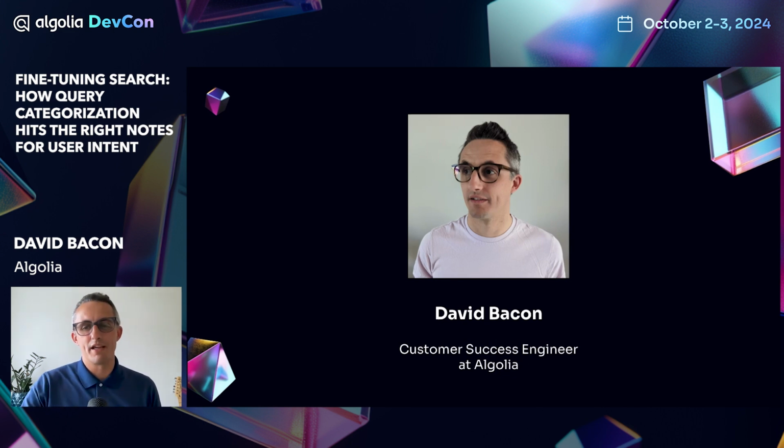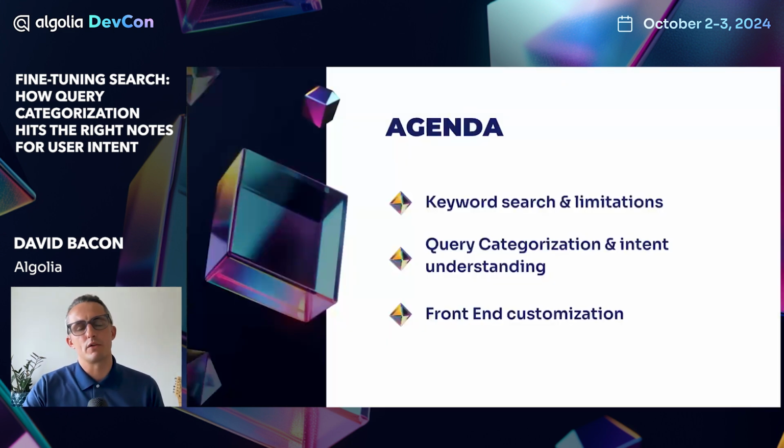But that's enough about me. Let's talk about why I'm here today. So here's the agenda for this session. We're going to first dive into keyword search and limitations, then go on to explain what query categorization, or QCAT as you may hear me call it, is, and how it can help with intent understanding. And then lastly, I'll share some ideas for front-end customization.